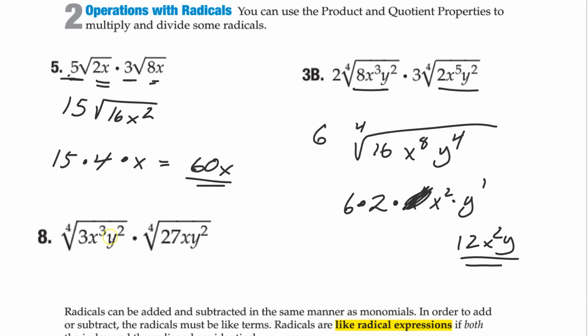Over here we do the same idea. Just multiply them, you get 4th root of 81, x to the 4th, y to the 4th. Well, 4th root of 81 is 3, and then those divide evenly, so x and y. So that's the idea. The main thing here is when you multiply radicals, it's radical times radical, and outside number times outside number. That's the way it goes.